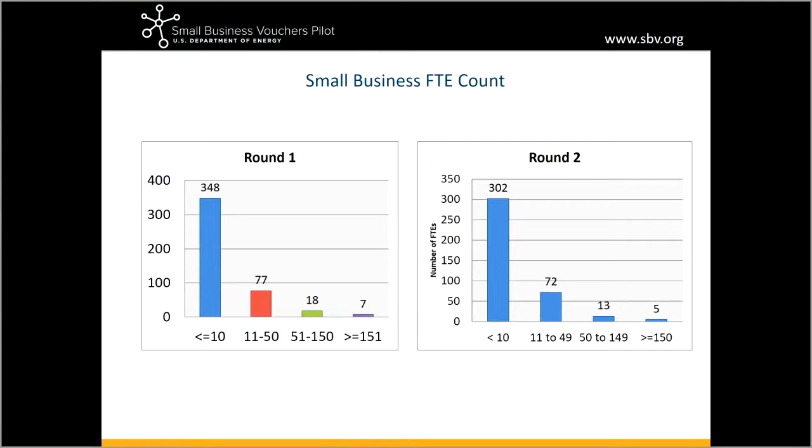And it looks similar in round 2. 300 of the applicants had fewer than 10, 72 between 11 and 49, 13 between 50 and 149, and 5 greater than 150. So the applicants for this program tend to be relatively small, tend to be early stage, and so we hope that you'll feel that this is something that is accessible for your company.